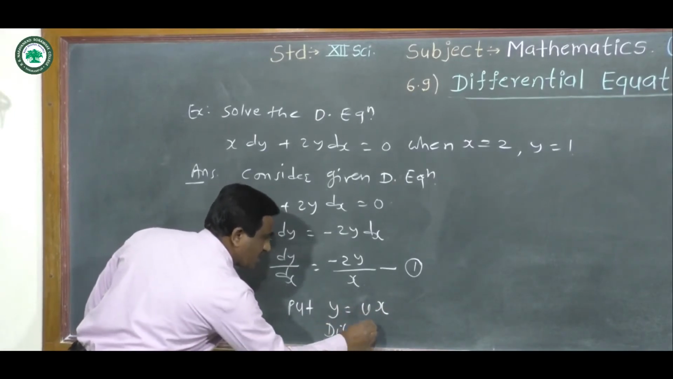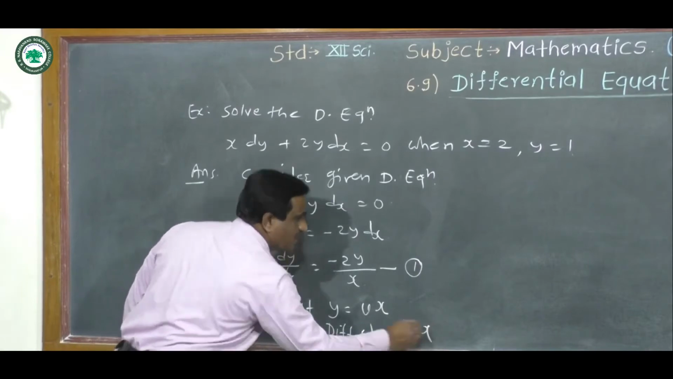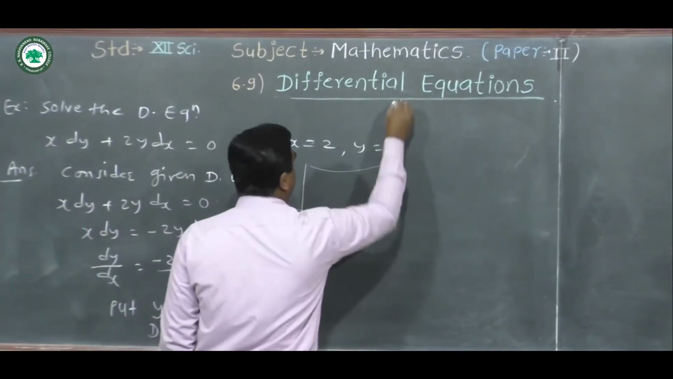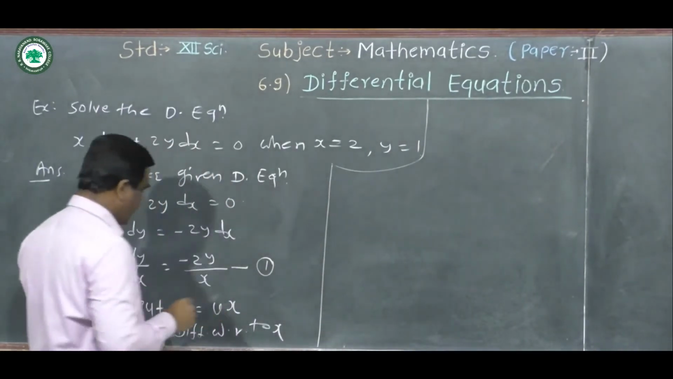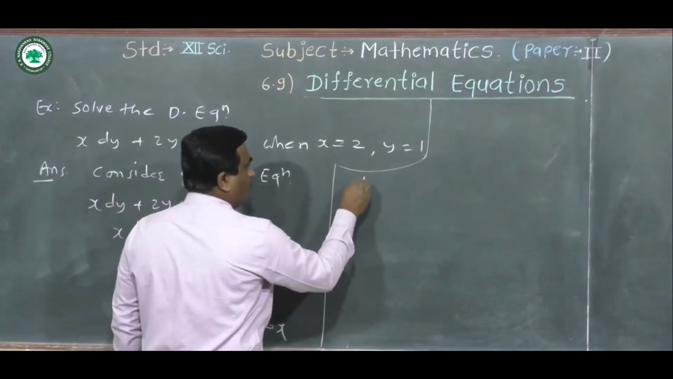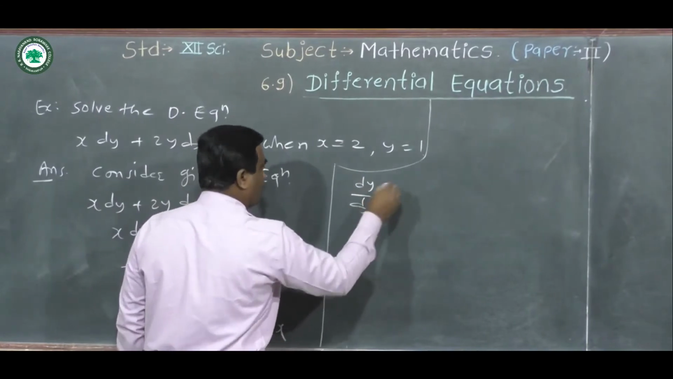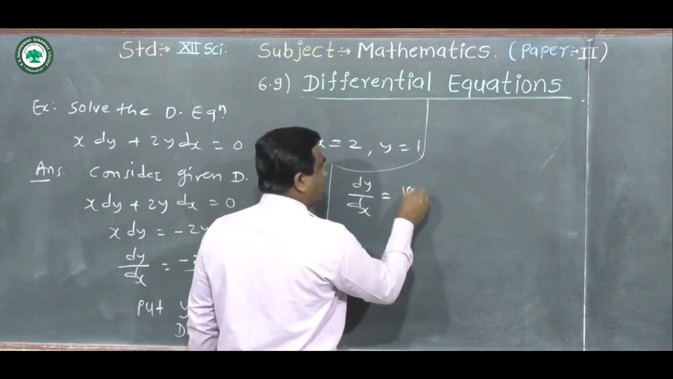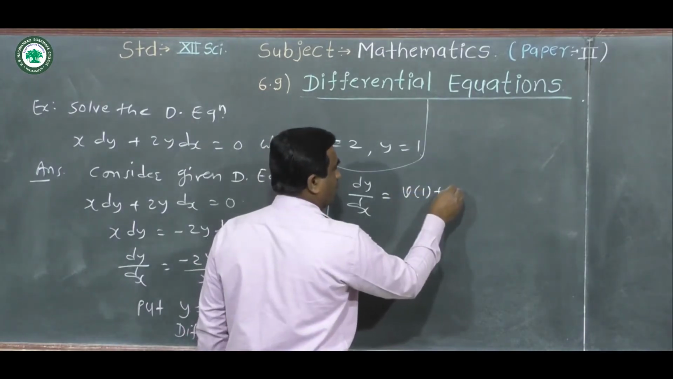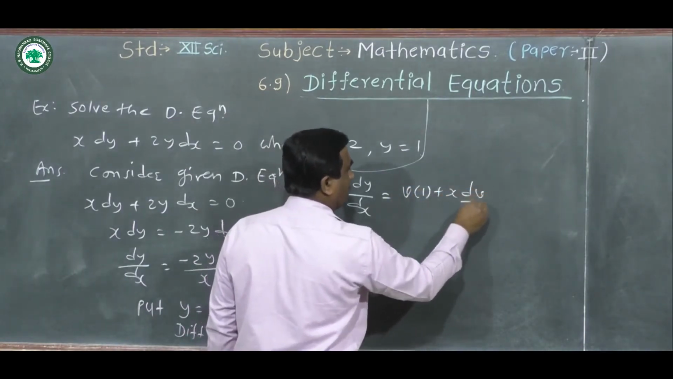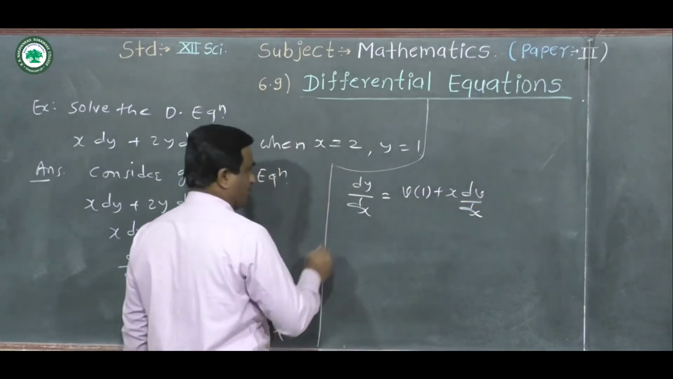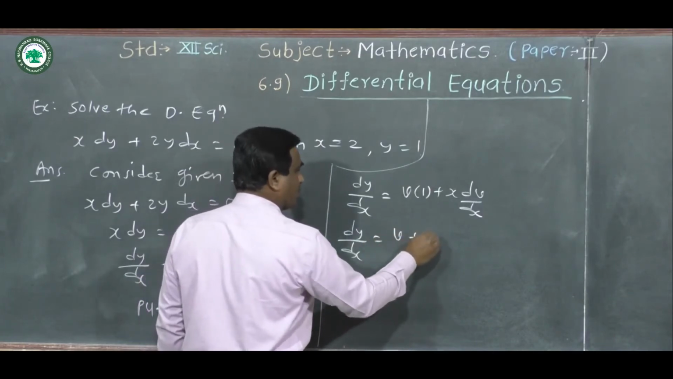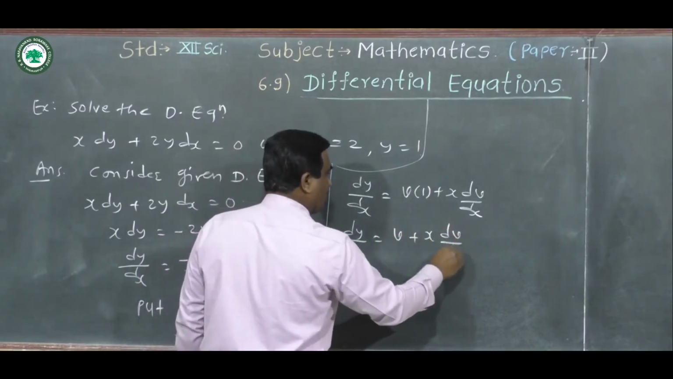Differentiate this equation with respect to x. Therefore, we can write derivative of y, dy by dx, is equal to derivative of v into x by using product rule. v as it is, derivative of x is 1, plus x as it is, derivative of v, dv by dx. That is, we get dy by dx is equal to v plus x into dv by dx.